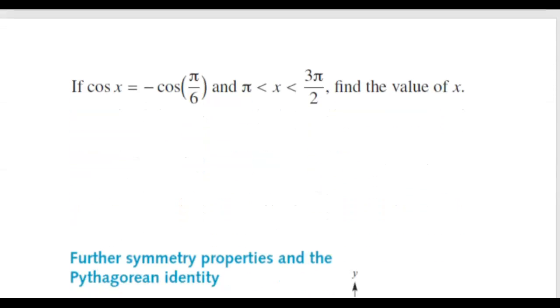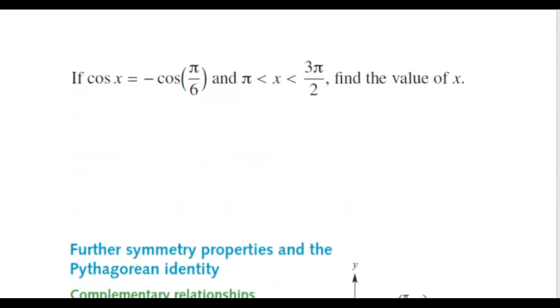Now another way of asking the same question is by giving a statement like this. Here they've given us cos of an angle x is equal to minus cos pi on 6, and the information they've given us about x is an angle between pi and 3 pi on 2, or in other words x is an angle in the third quadrant of the unit circle.